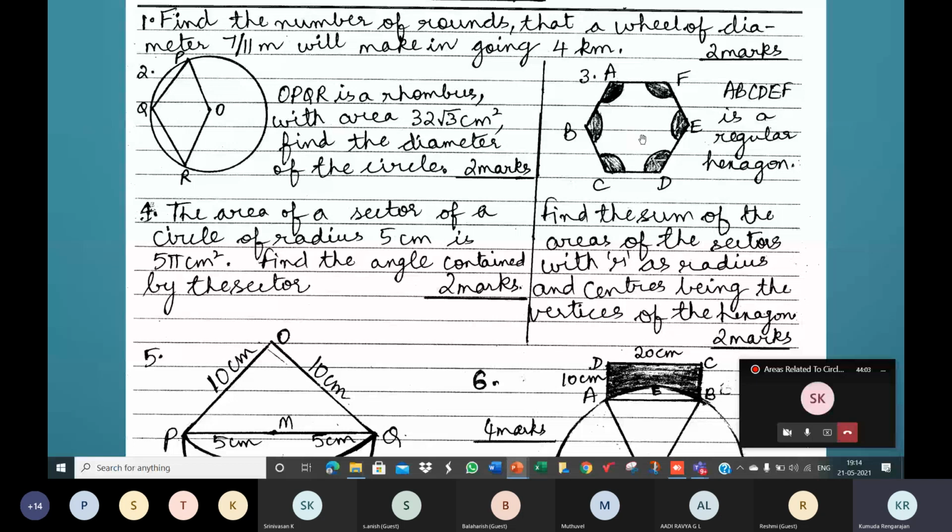So we have seen 2 situations similar to this, children. We have seen one in a triangle. I think horses or some animals were tethered to the 3 corners of a triangular field. Remember? Some 3 animals were tied to the 3 corners.